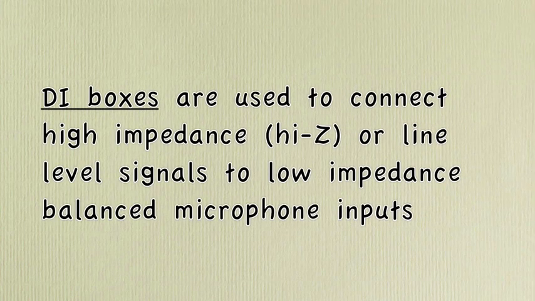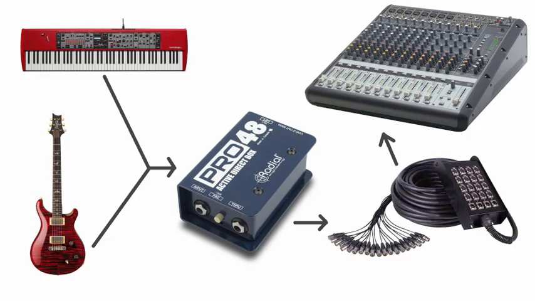Therefore, DI boxes, as their name implies, are used to directly connect high impedance or line level unbalanced signals arriving from instruments such as electric guitars or synthesizers to low impedance balanced microphone inputs. To make it even clearer, an electric guitar output would usually be transferred to a DI box through a 1/4-inch jack cable and then from the output of the box to the stage box to eventually reach the console's microphone inputs.